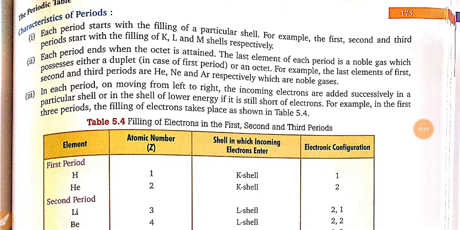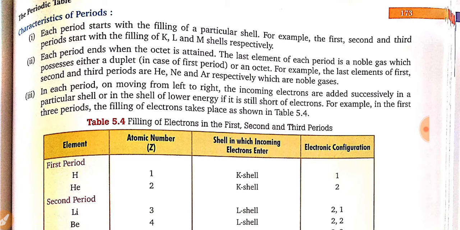Each period starts with the filling of a particular cell. For example, the first, second, and third periods start with the filling of K, L, and M respectively. Each period ends when the octet is attained. When the octet is attained, then the period ends.